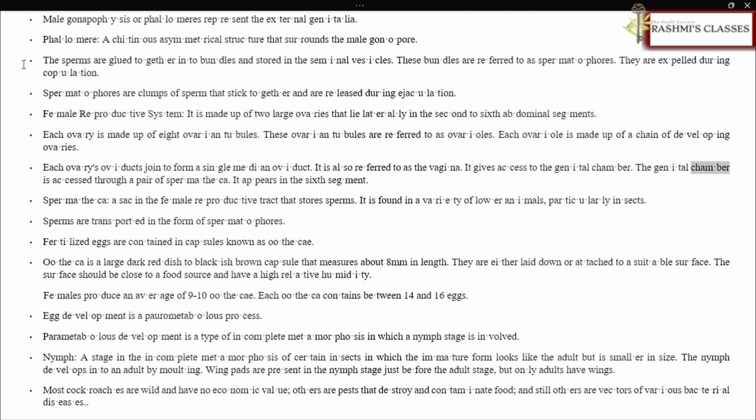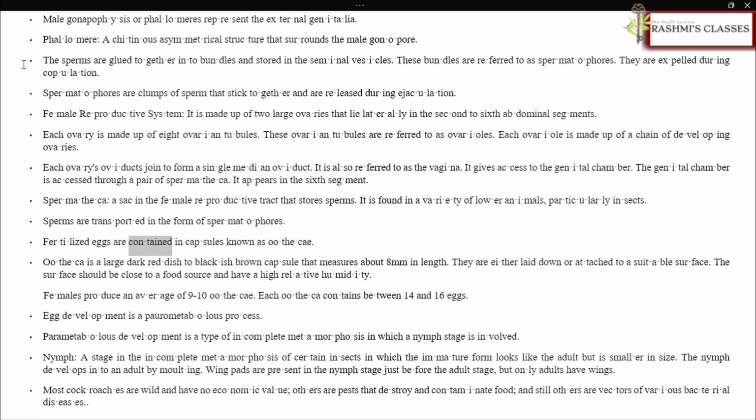The genital chamber is accessed through a pair of spermatheca. It appears in the sixth segment. Spermatheca, a sac in the female reproductive tract that stores sperms. It is found in a variety of lower animals, particularly insects. Sperms are transported in the form of spermatophores.